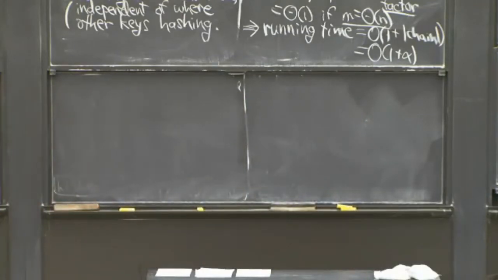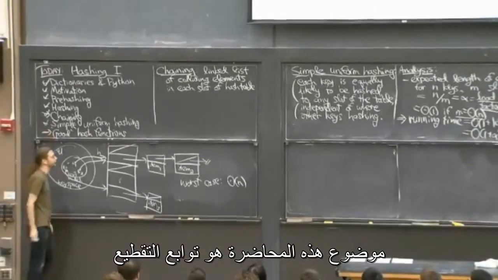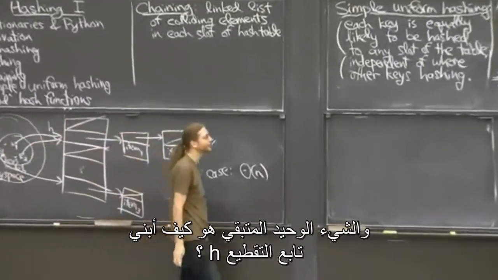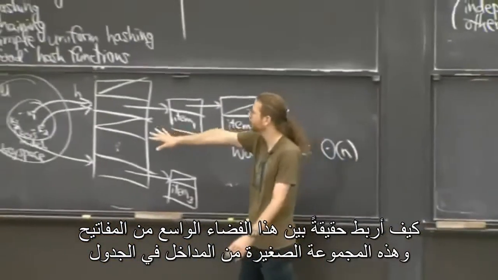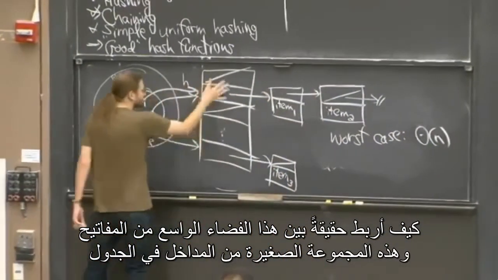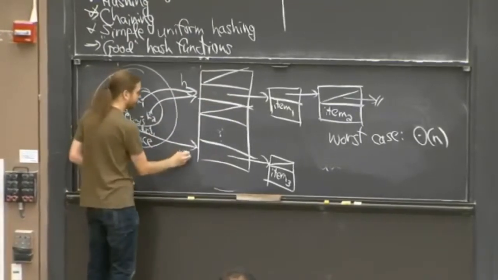What are we up to? Last topic is hash functions. The one remaining thing is, how do I construct H? How do I actually map from this giant universe of keys to this small set of slots in the table? Just m of them.